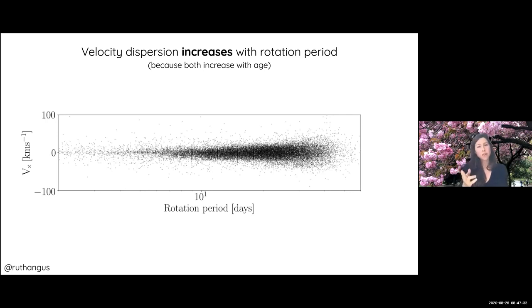So that's what we did, although it's actually not really true that two stars with the same rotation period will have the same age, because temperature or mass is also a pretty big factor in this as well.